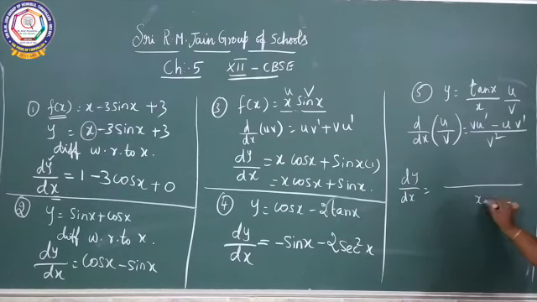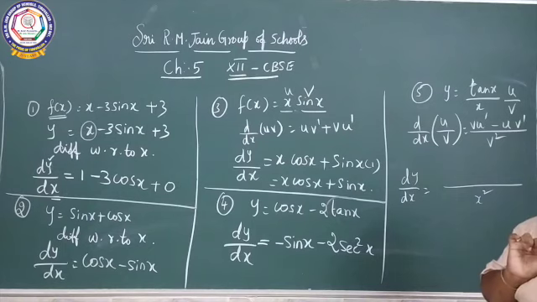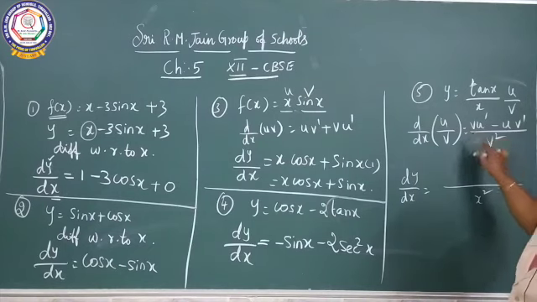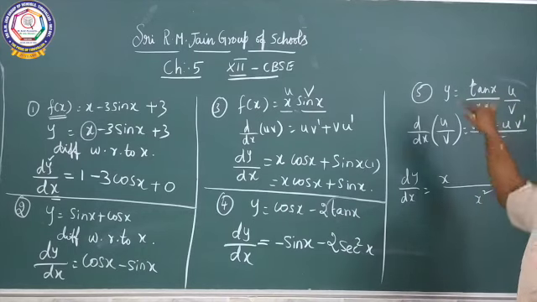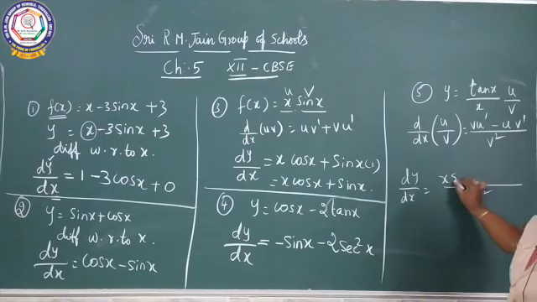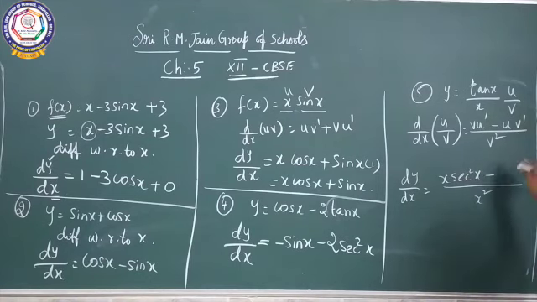x square, v square, where v is nothing but x. x into what is the differentiation of tan x? Secant square x, good. Minus u, what is u? tan x into what is the differentiation of x? 1. You don't write dy by dx into x. d by dx of tan x is secant square x. Once you are thorough with the formula, you will do it straight away.